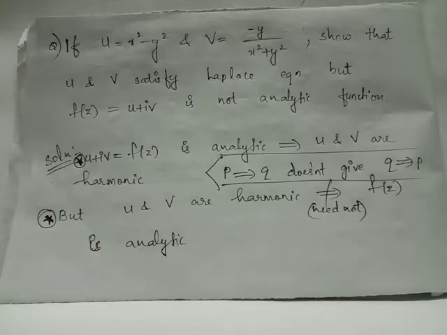Hence, if u and v are both harmonic functions, it need not always be true that f of z is analytic. That is, if u and v are harmonic functions and you construct a function f of z switching u as the real part and v as the imaginary part, it need not be true that f of z is an analytic function.